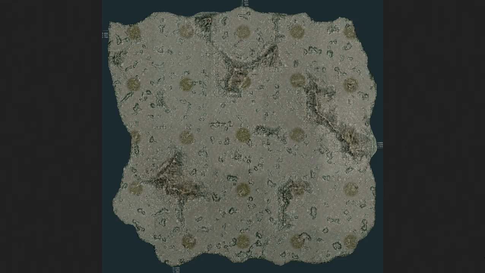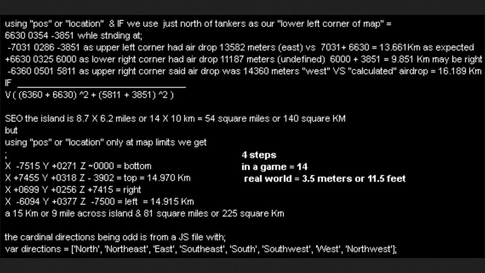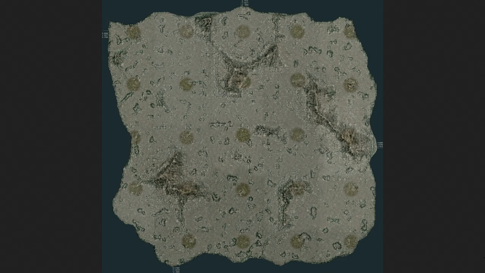Now, I also want to point out that when I did 4 steps in game, that was 14 units of movement. But in the real world, 4 steps for me is 3.5 meters or 11 feet. That's closer to these units being feet rather than meters, which would make the island much smaller, like 3 to 1, which would mean it would be a little over a couple of miles across. Your input is valuable. Please give it.